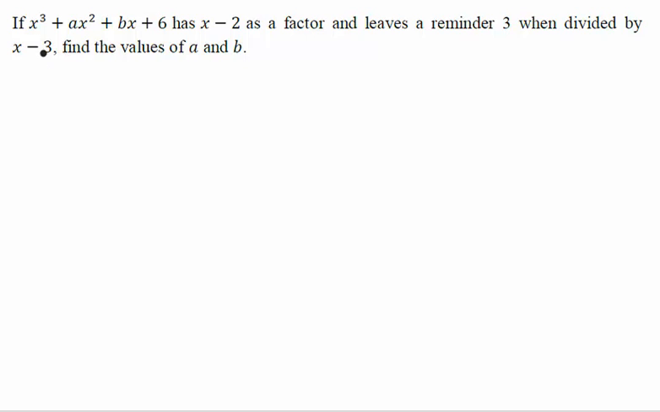Okay, so in this question, it is given to us that if this polynomial x cube plus ax square plus bx plus 6 has x minus 2 as a factor and leaves remainder 3 when divided by x minus 3, then find the value of a and b, right? So this is a direct question based on remainder and factor theorem, right?